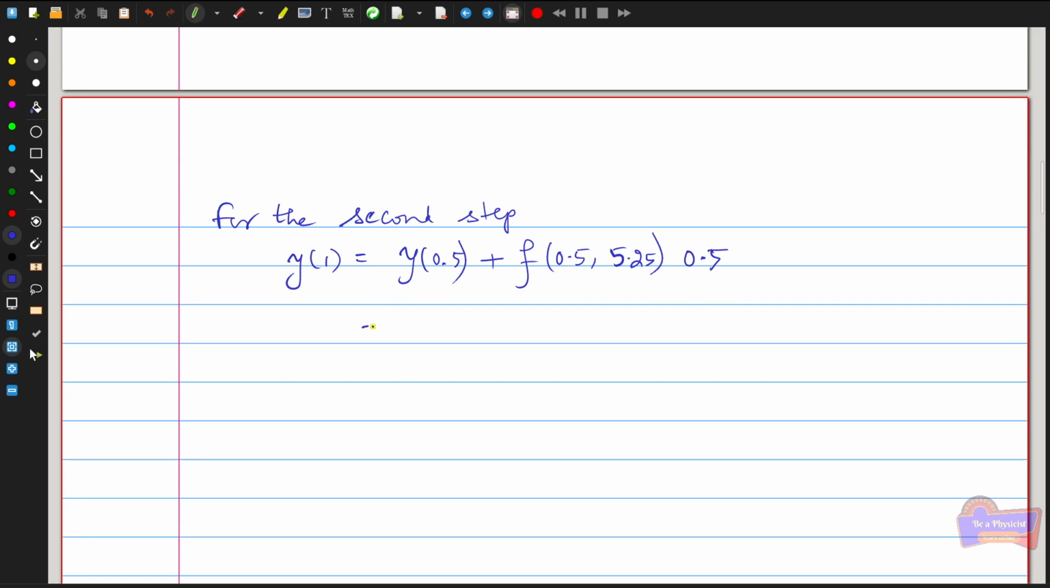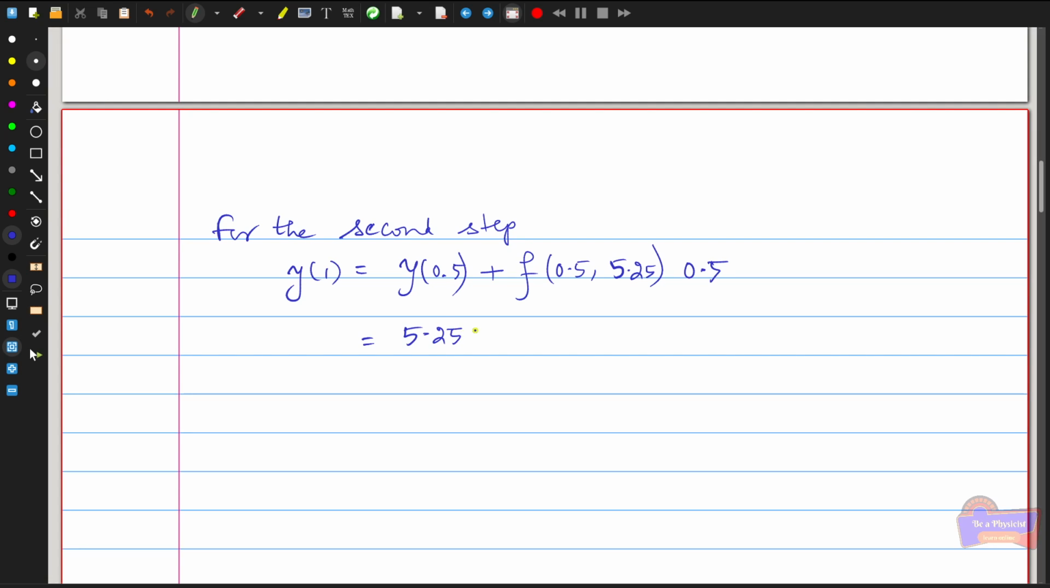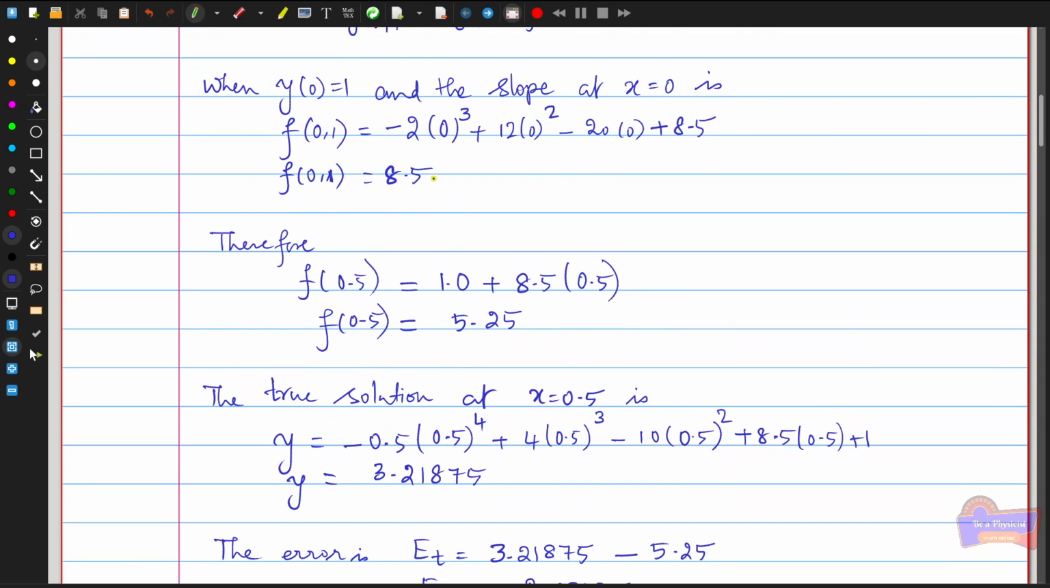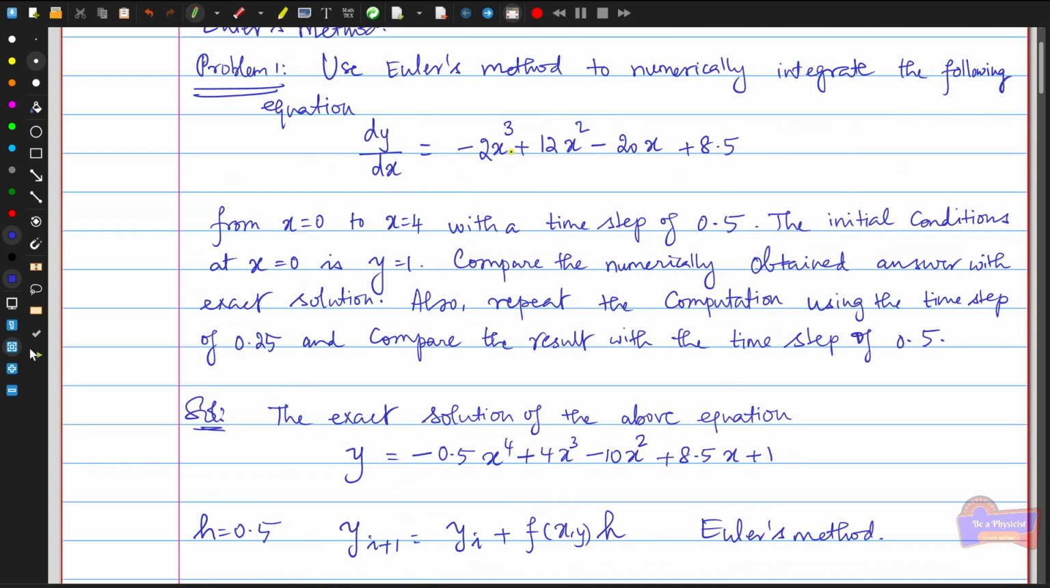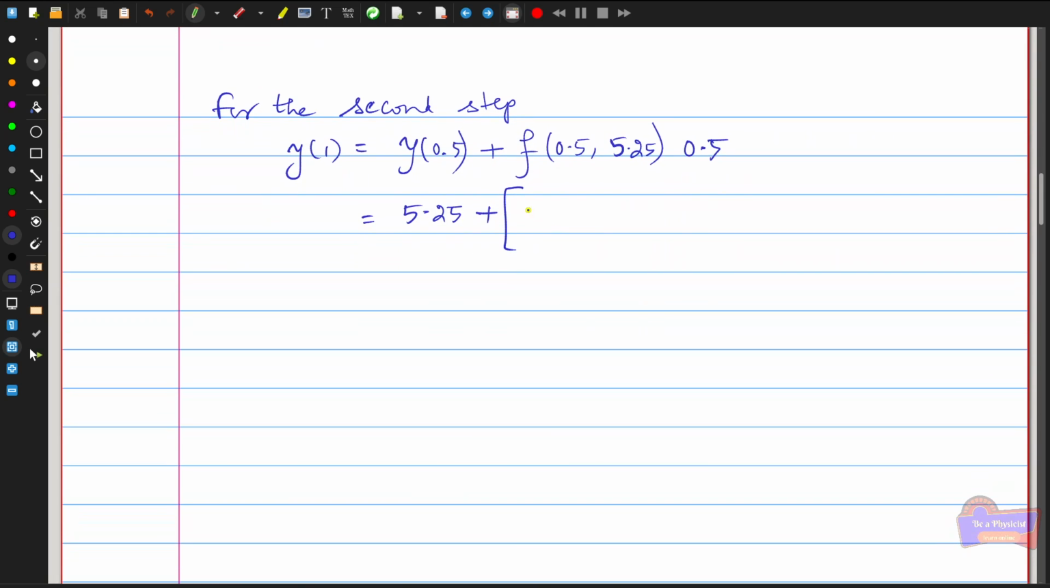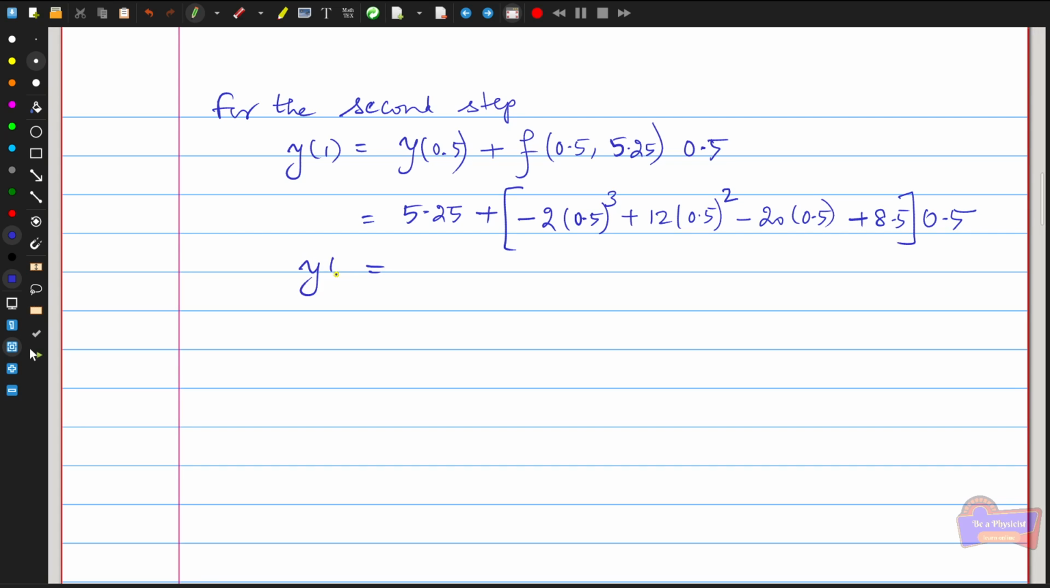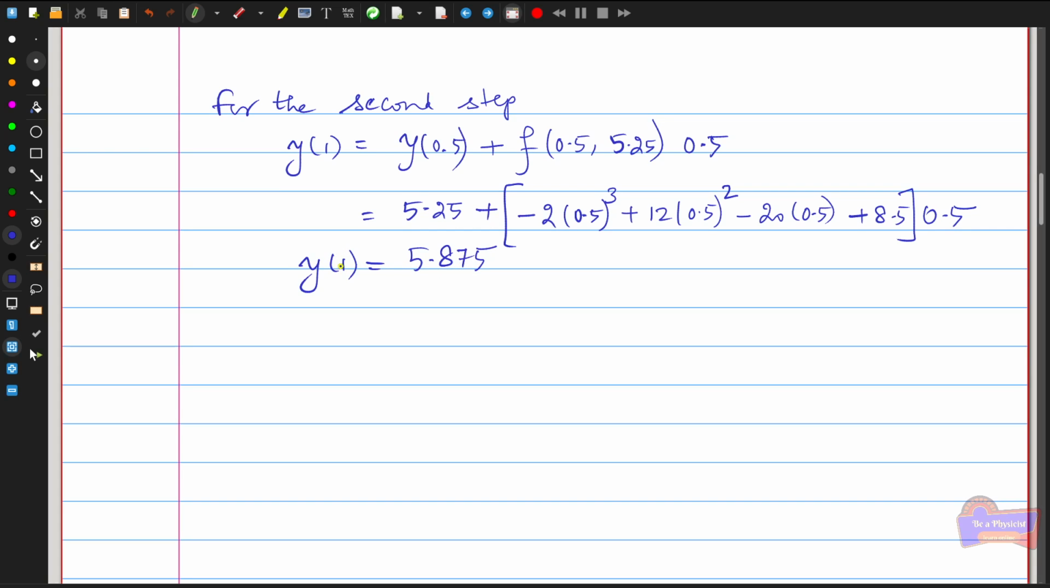The time step. So I can write the value at y of 0.5, which we have calculated as 5.25, is the previous value, plus the slope, which we can calculate again by substituting the values in the right hand side of the equation with x equal to 0.5. So we substitute: minus 2 times 0.5 the whole cube plus 12 times 0.5 the whole square minus 20 times 0.5 plus 8.5. This is the slope multiplied by the time step 0.5, and the final answer is y of 1, which is equal to 5.875.